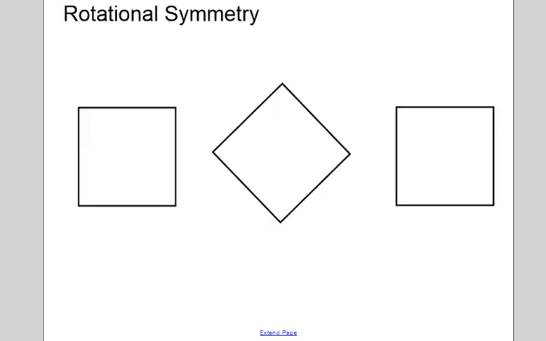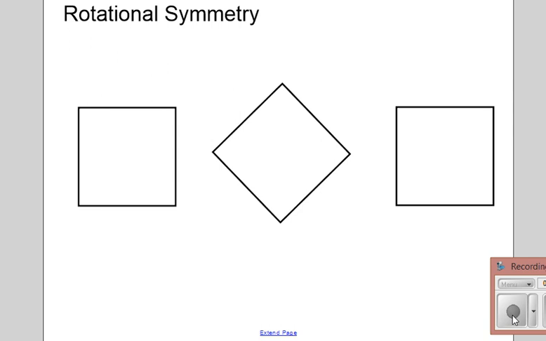The second idea in symmetry is what's known as rotational symmetry. Rotational symmetry is where you pivot around a central point, and as you pivot this shape, it rotates and the shape doesn't really change. It's still matching in that sense. But when it comes to rotational symmetry, we get a little bit more precise.